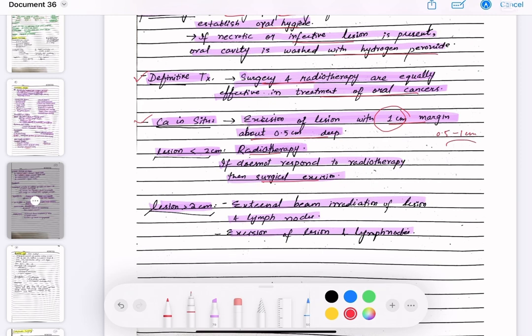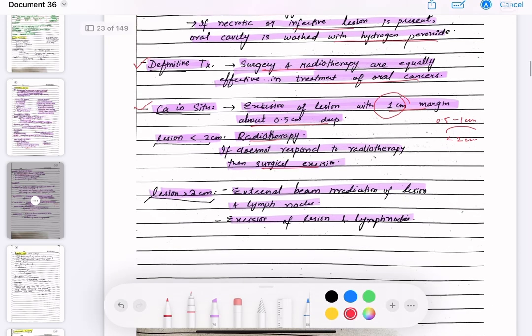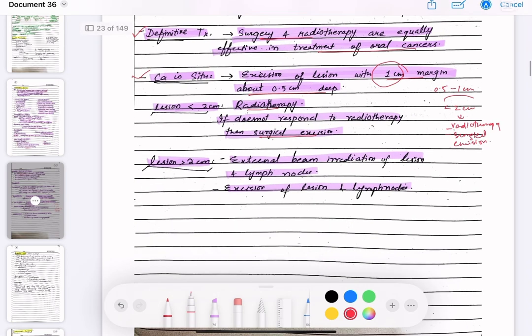If the lesion is less than 2 cm and greater than 1 cm, then radiotherapy is done. And if it does not respond to radiotherapy, then surgical excision is done. If the lesion is greater than 2 cm, then external beam irradiation of the lesion is done.